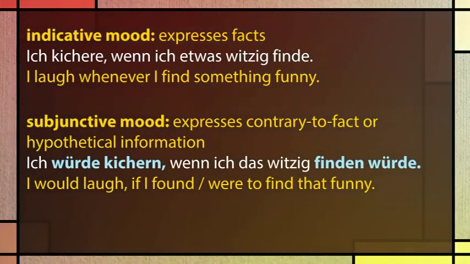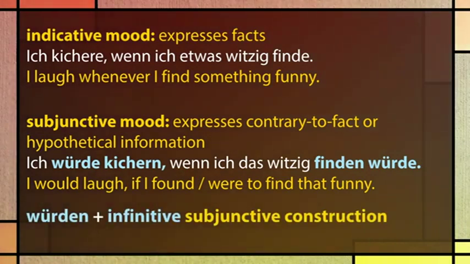This is actually what we're going to call the würden plus infinitive subjunctive construction. It's a common and particularly useful way of expressing contrary to fact or hypothetical information. Speakers of German use it in everyday conversation as well as in informal styles of writing, like personal emails, instant messaging, or in informal cards or letters.